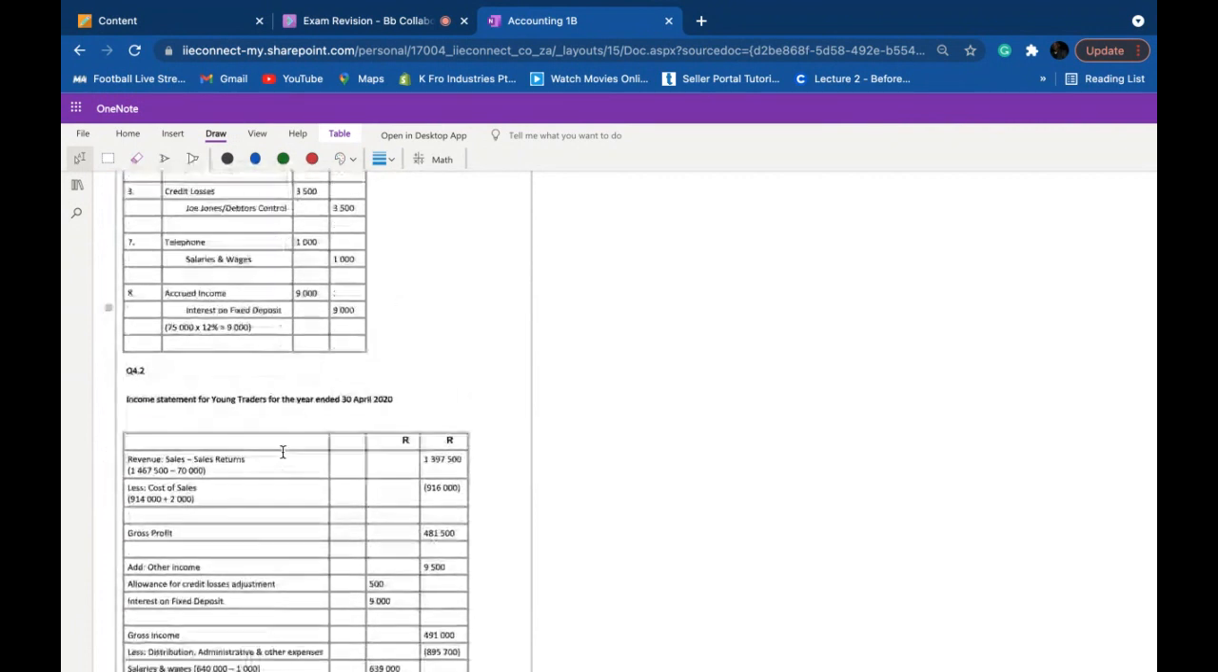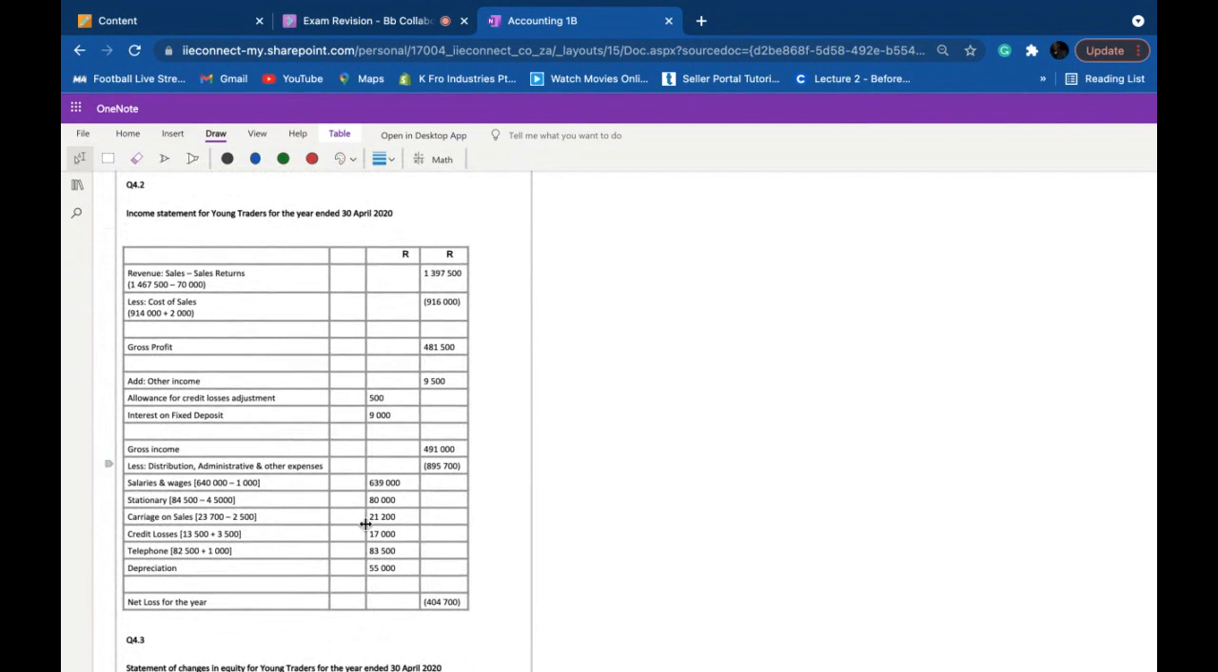Okay, that was part A. The next bit was to then adjust or do your income statement. All right. So here revenue. So in other words, sales minus your sales returns. Okay. If you don't know this statement, this was not an adjustment, but you need to know this is what you do when it comes to your revenue. It's sales minus sales returns.